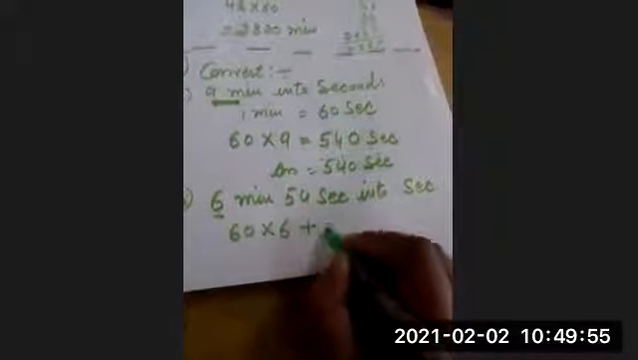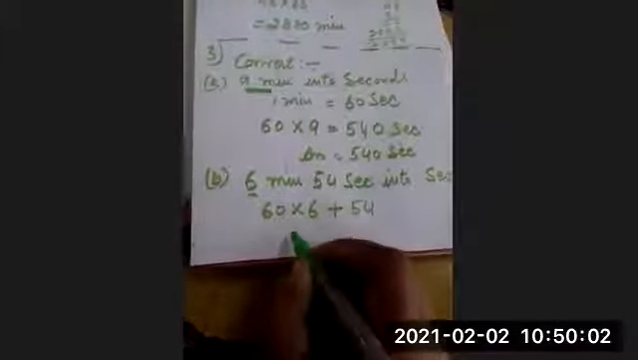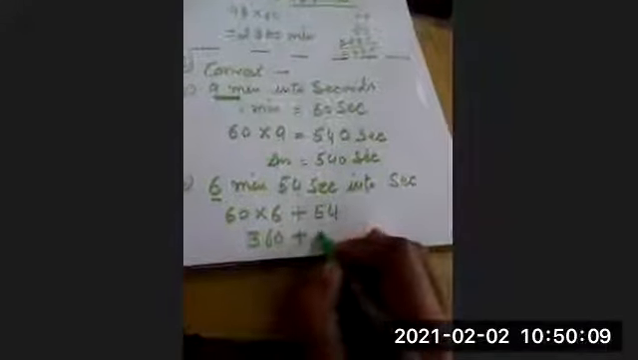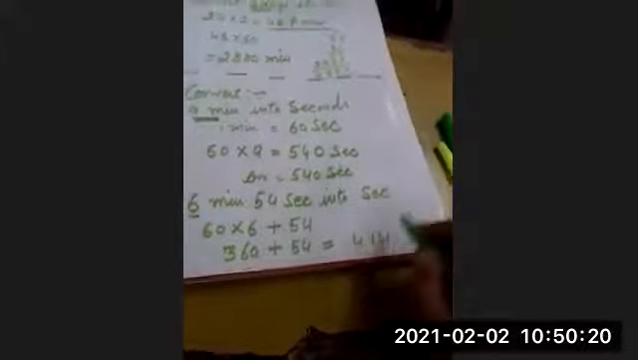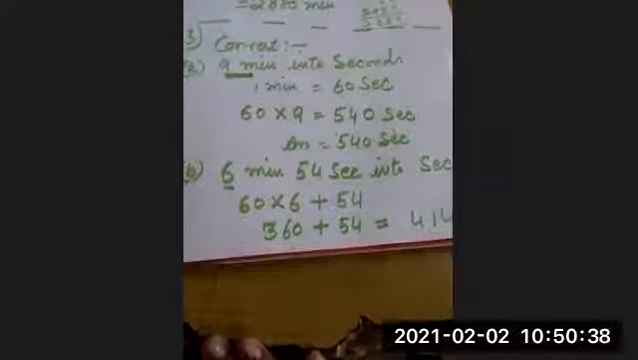60 multiplied by 6 plus 54. Now 60 multiplied by 6 is 360, plus 54 is equal to, now add 360 plus 54 is 414 seconds. Clear, students? Next is part C.